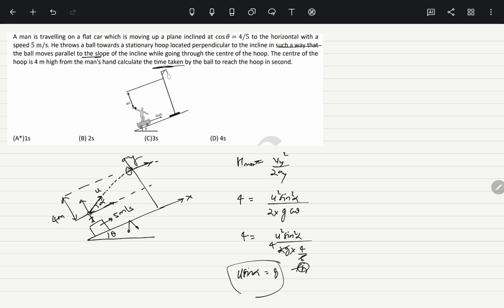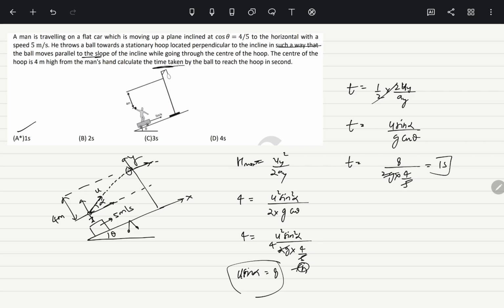The time taken we need to find. So time, you can see, is half of the time of flight. Time of flight is 2uy by ay, so uy is u sin alpha upon g cos theta. So time is u sin alpha, which is 8, upon g into 4 by 5. So you can easily see the answer: the time taken by the ball to reach the hoop is 1 second, and this is the answer.